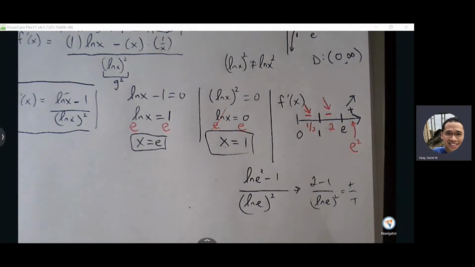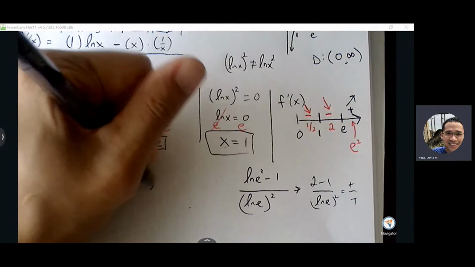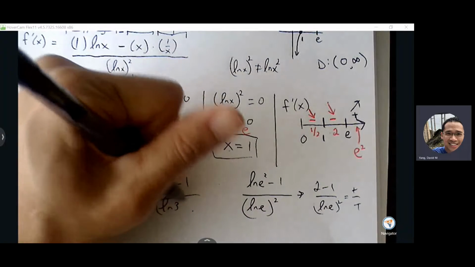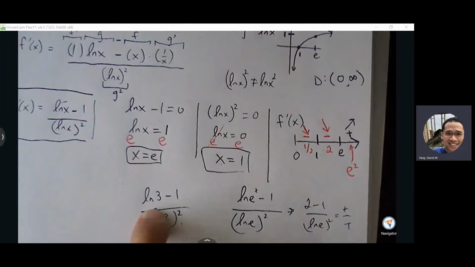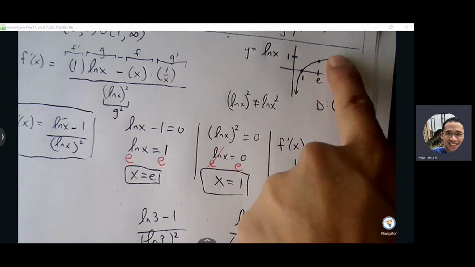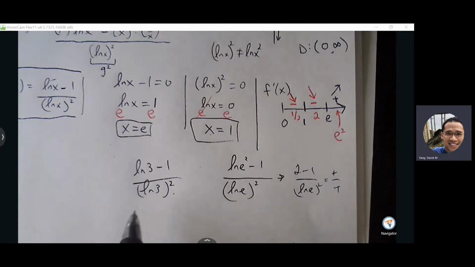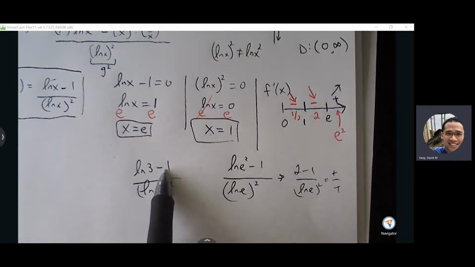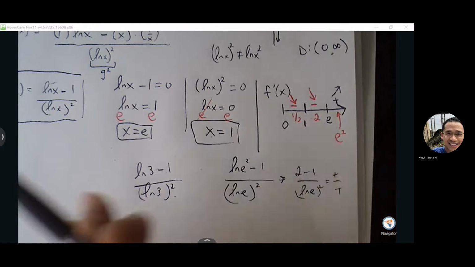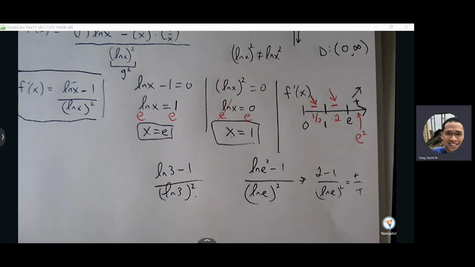That's a nice thing with e squared, but we can also do it with 3. That works fine as well. Natural log of 3 minus 1 over natural log of 3 quantity squared. Natural log of 3 is somewhere over here. It's a little bit larger than 1, so maybe 1.2. That's fine. 1.2 minus 1 is positive. Positive over positive is positive. So that works the same way. It's nice having some options.